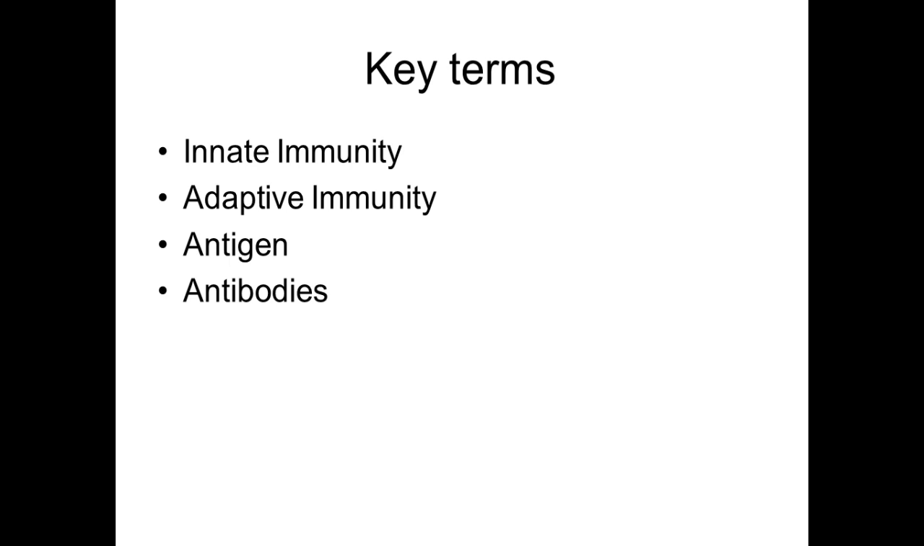It's a foreign substance. So it could be any number of things. It could be a bacteria, it could be a virus, it could be a foreign protein. It could be food, could be pollen, it could be any number of things. Antibodies are a product of our adaptive immune response. They themselves are proteins. And they bind to specific antigens, and this is the important part. They have specificity to them.